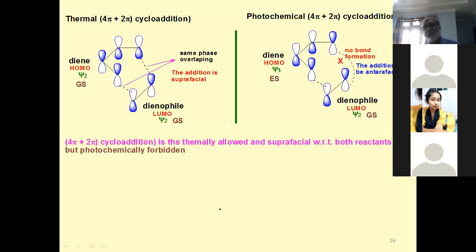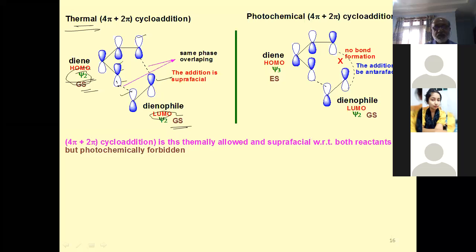Let us come back again to 4 plus 2 cycloaddition. What is your HOMO? HOMO is your Psi2, the ground state under thermal condition. Psi2 terminal lobes are antisymmetric. So this one and this one are antisymmetric, and it is going to overlap with the dienophile LUMO. In the ground state, the dienophile is also antisymmetric.